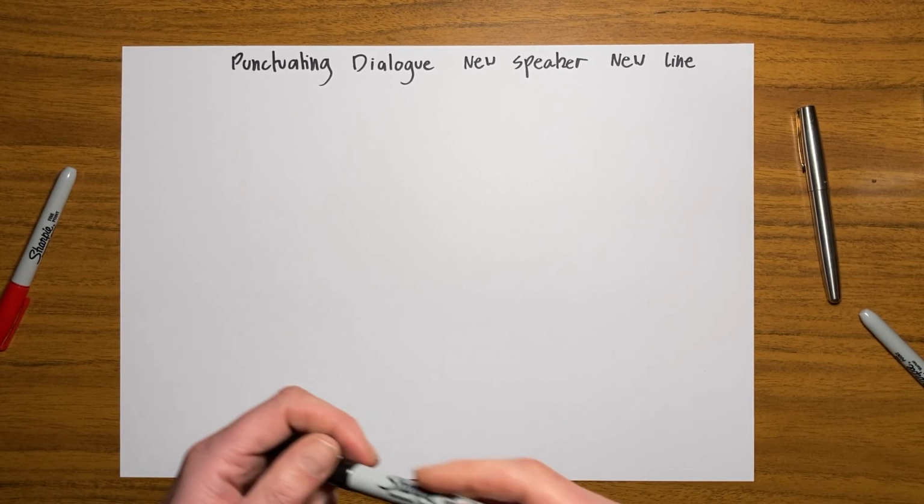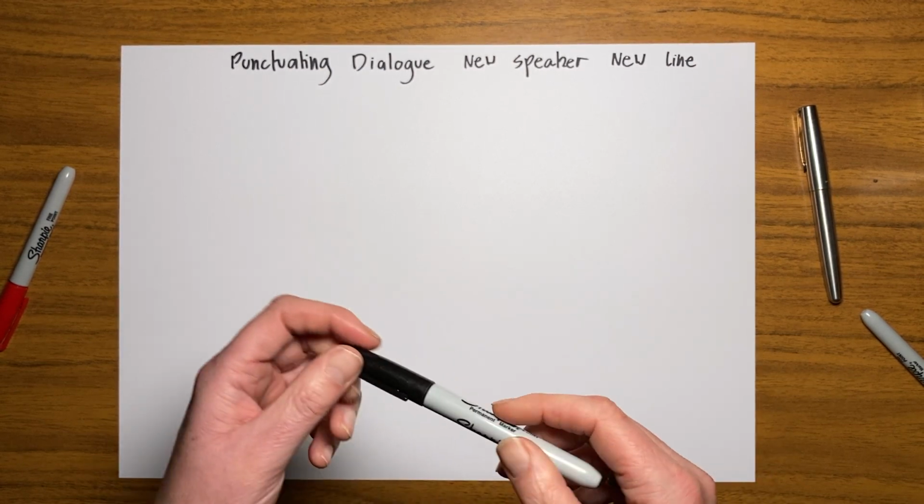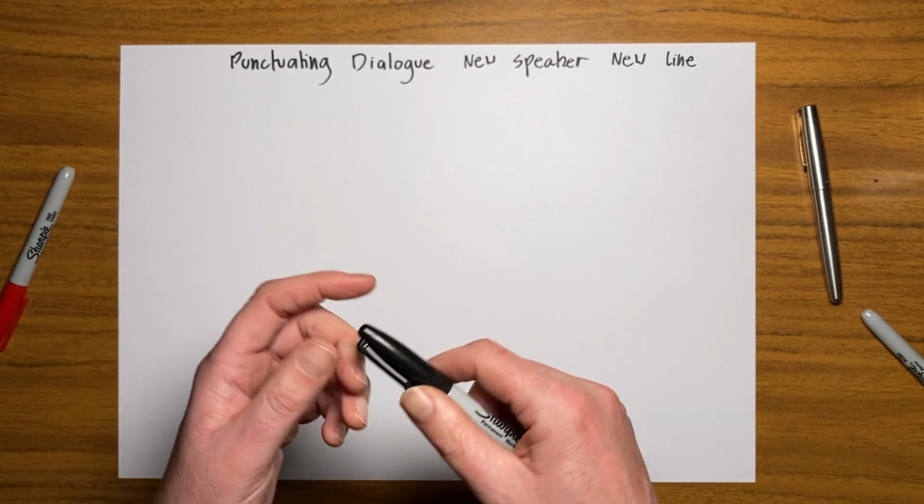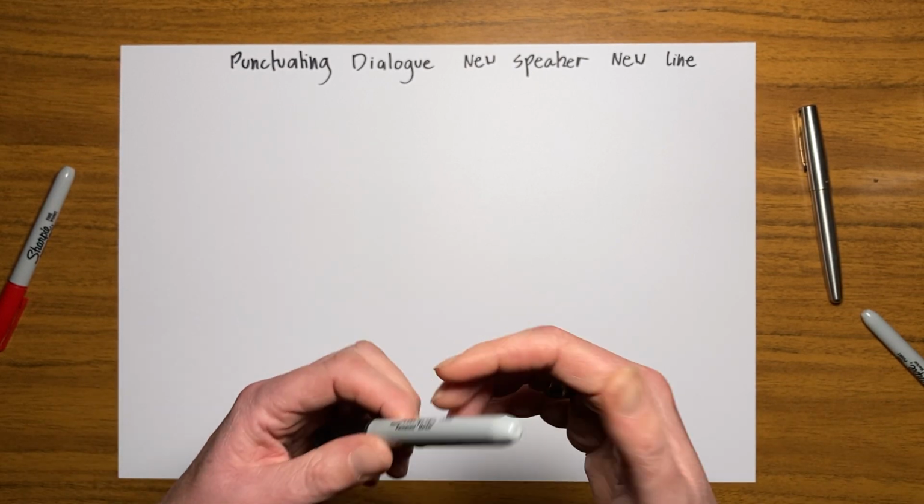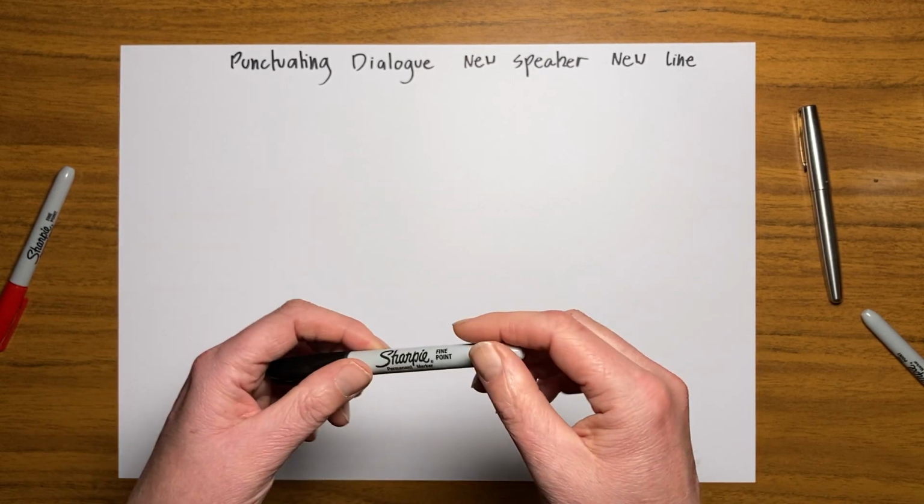Hello, welcome back. Now I'm going to look at punctuating dialogue when you use a new speaker on a new line. In the last video we looked at the basics of how you use speech marks when you're writing dialogue. In this video I'm going to explain what you need to do when you've got several people speaking.